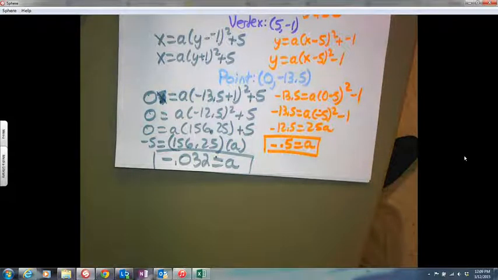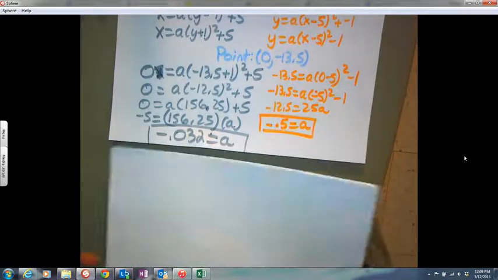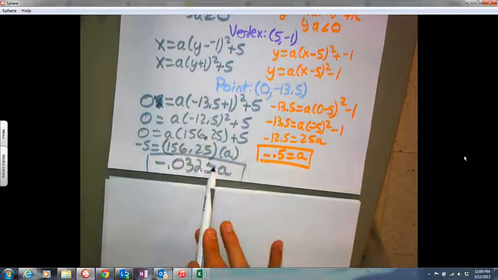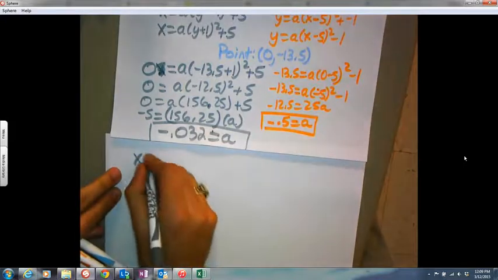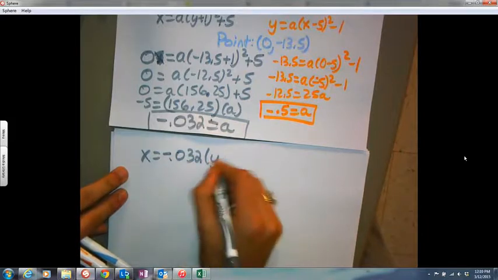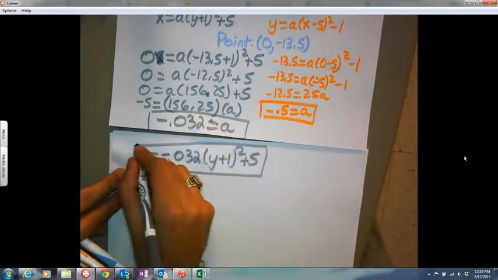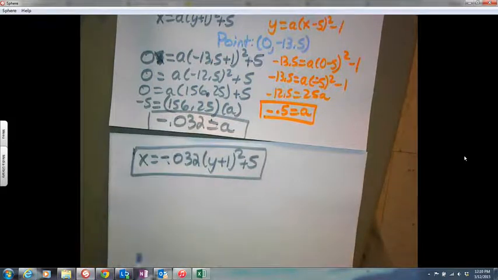Either equation is a possibility. We just don't have enough information to determine which it is. So you need to write both. So the possibilities are, it could have been this gray one with an a value of this. That was one option. Or this orange one with negative 0.5.